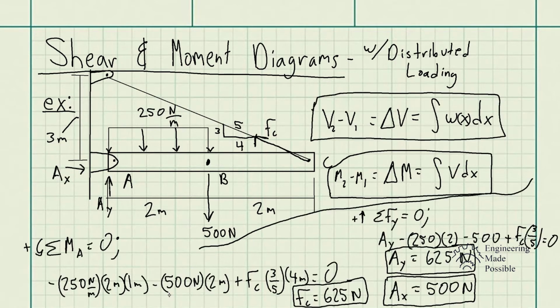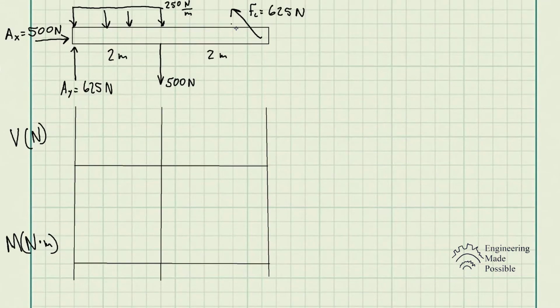So finally, after doing the sum of moments and the sum of forces in x, we get our reactions. AX is equal to 500 newtons, AY is equal to 625 newtons, and FC, the tension in the cable, is equal to 625 newtons. Now let's go ahead and start drawing the shear and moment diagrams with all these reaction forces. I went ahead and redrew the beam here with the reaction forces and all the distributed loads and so forth. And then I went ahead and drew the diagrams for the shear and the moment, which we're going to be drawing here soon enough.